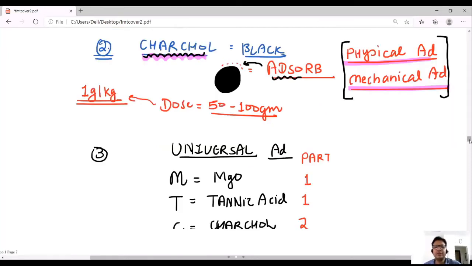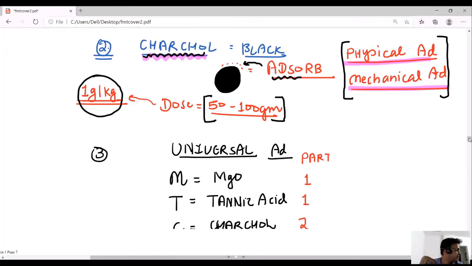The dose of charcoal is 50 to 100 gram, or 1 gram per kilogram body weight.